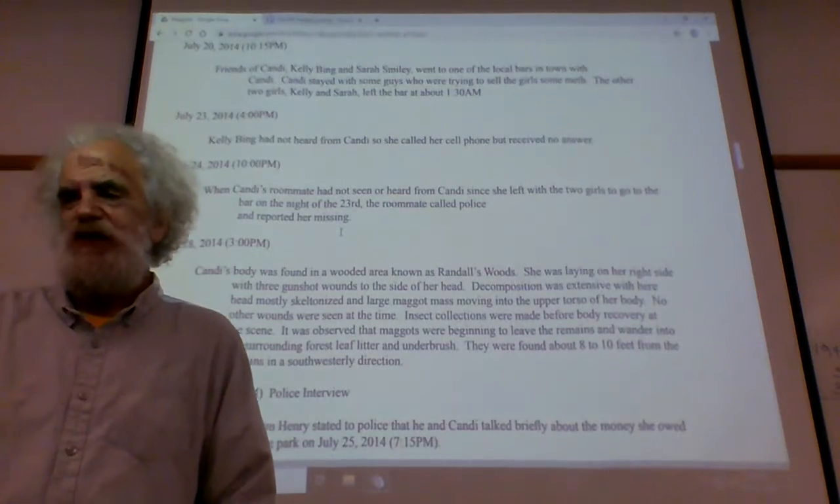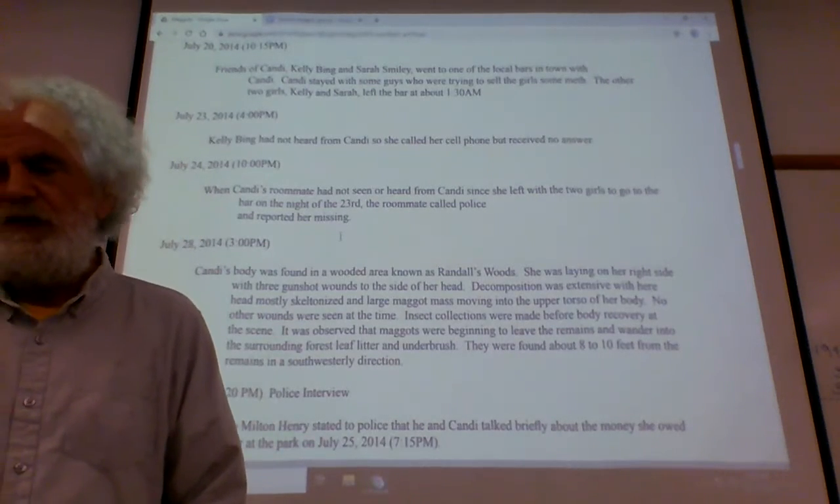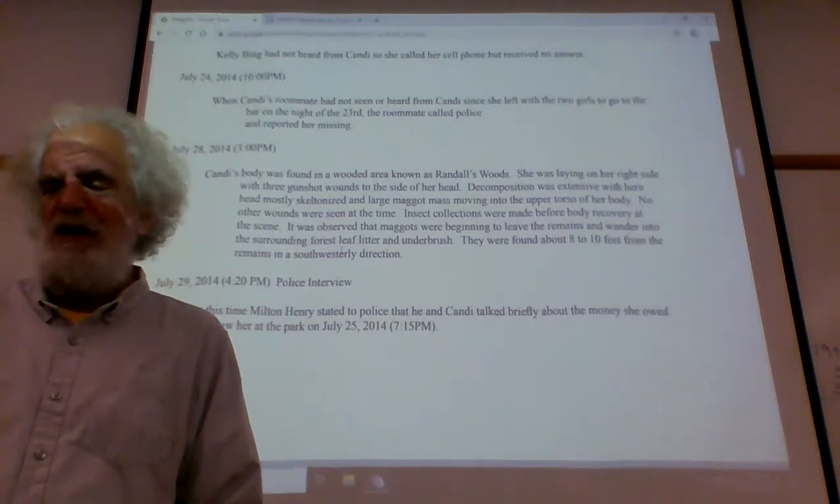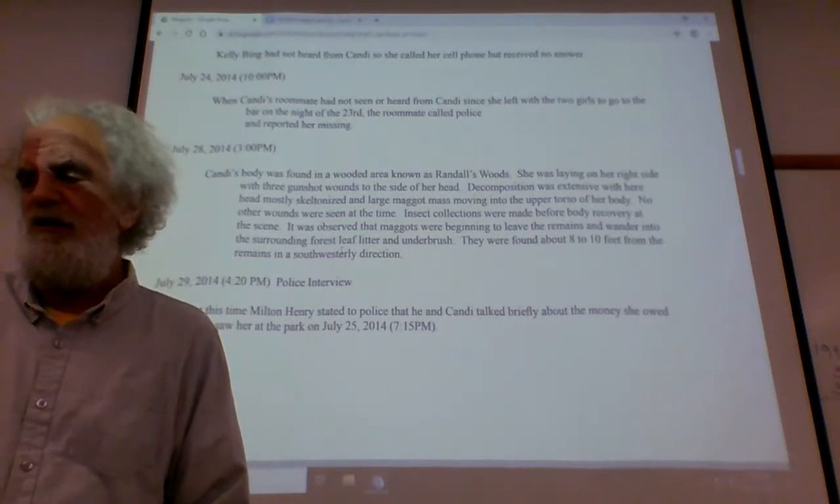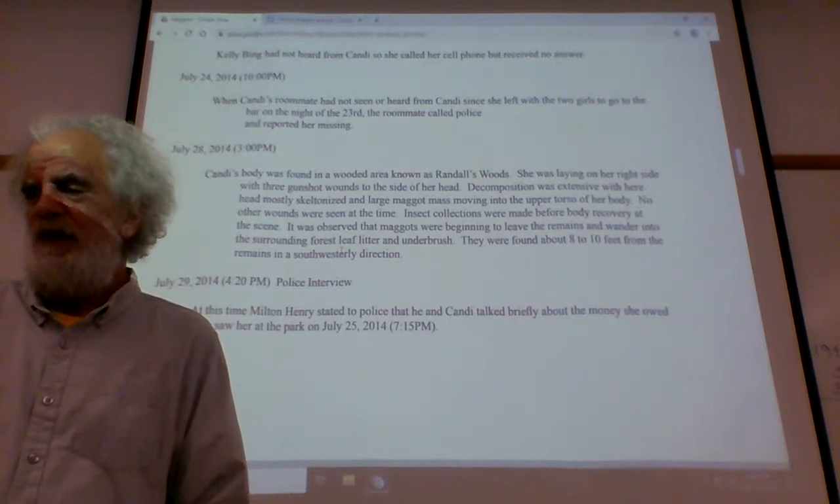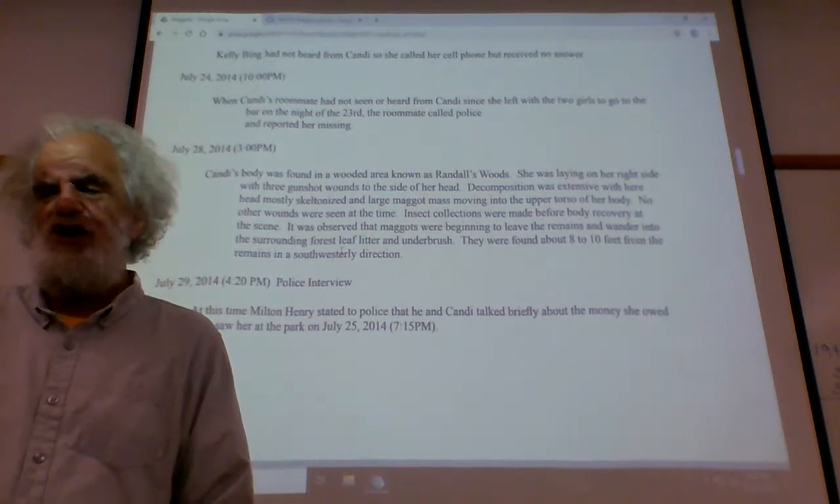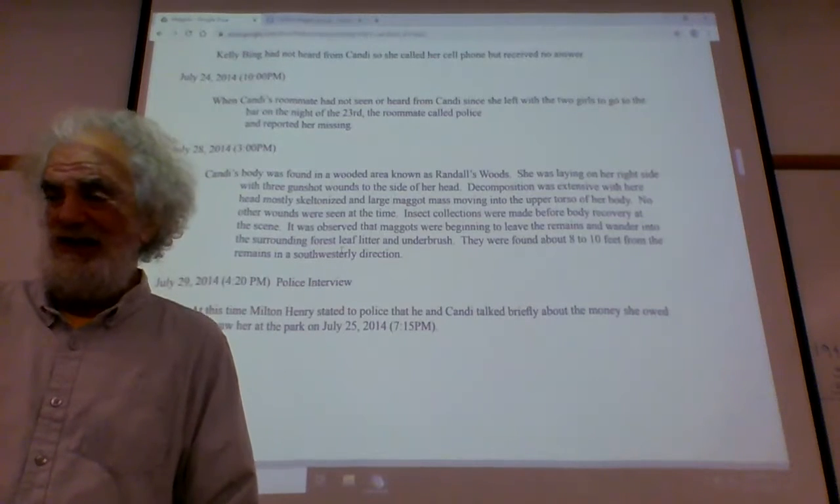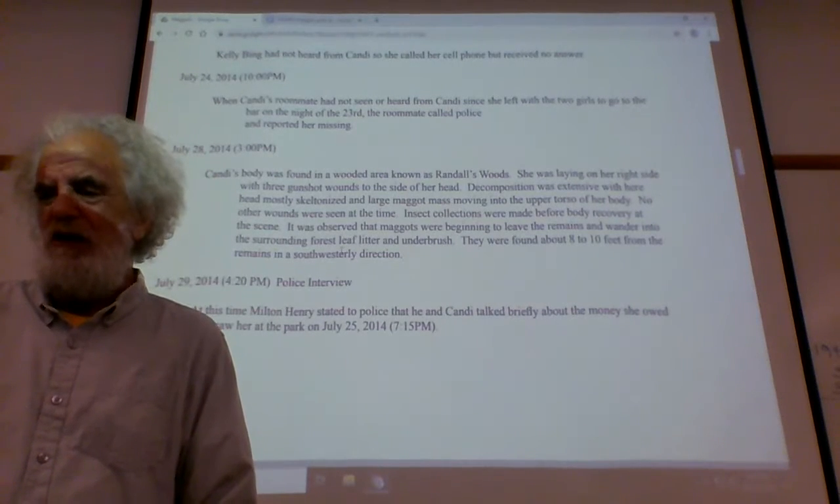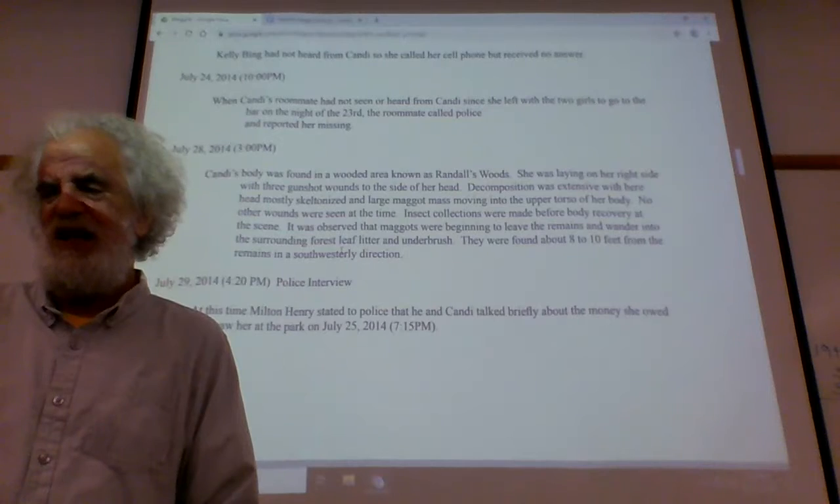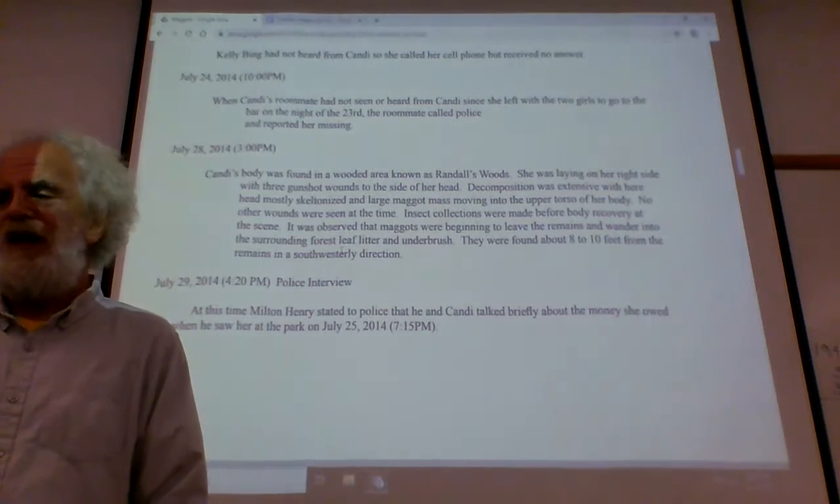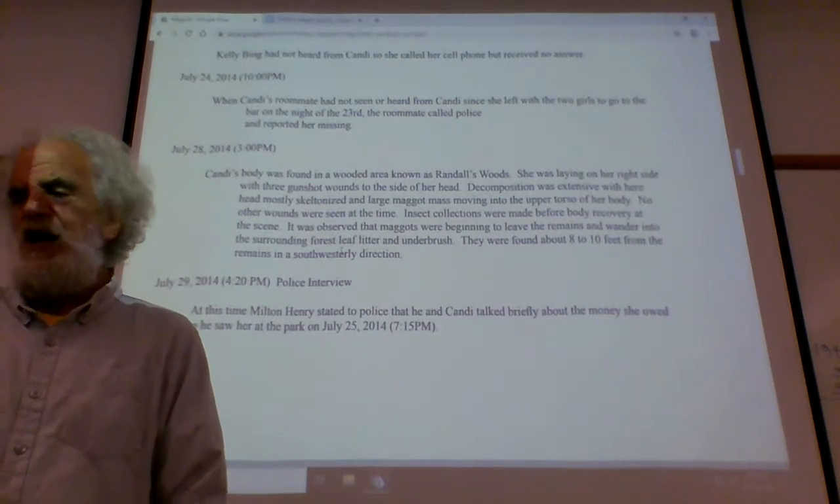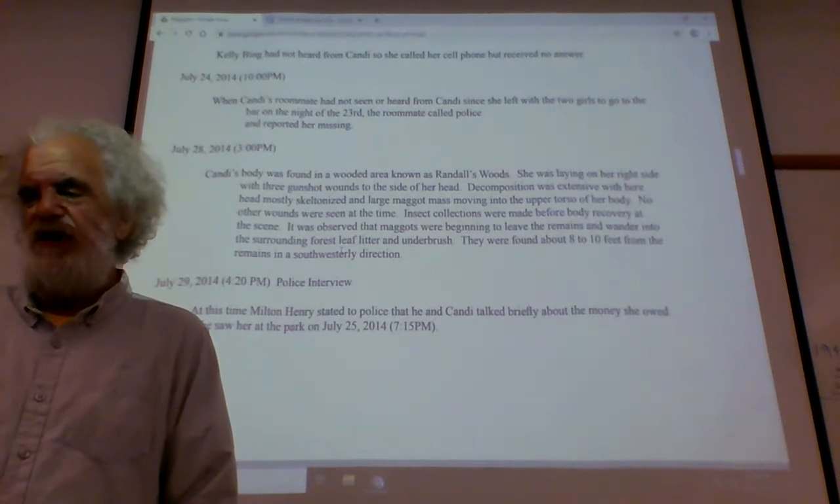All right. So on the 28th, her body was found in a wooded area, Randall's Woods, lying on her right side with 3 gunshot wounds to the side of her head. Yow. Decomposition is extensive. Her head mostly skeletonized and large maggot mass moving into the upper torso of her body. No other wounds seen at this time. Cause of death is pretty obvious.